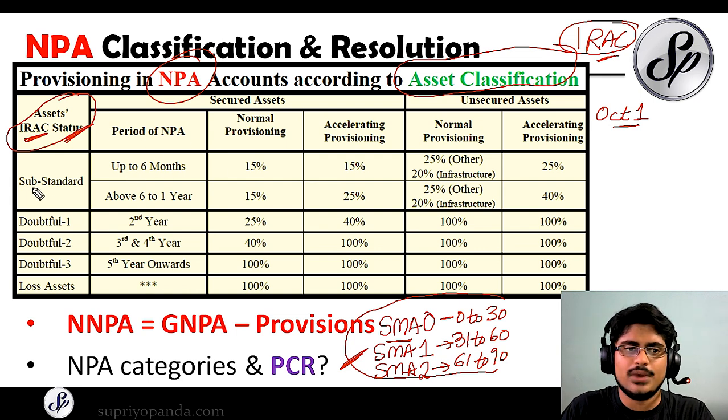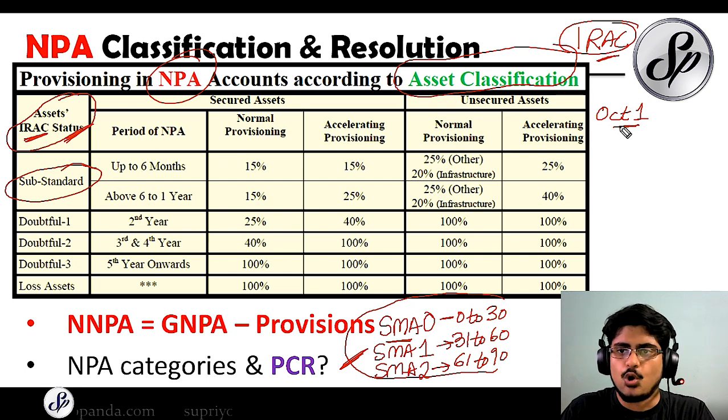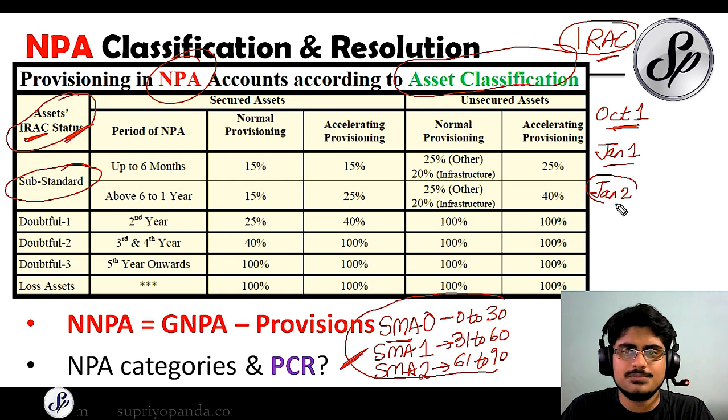When your account is overdue for more than 90 days and up to 1 year, it is called a substandard account. Considering our October 1 example, 90 days are completed on January 1. Then you are still not paying back. So January 2 comes, and your account becomes an NPA, a non-performing asset. At this point of time, it becomes a substandard account. So this is January 2, 2021.